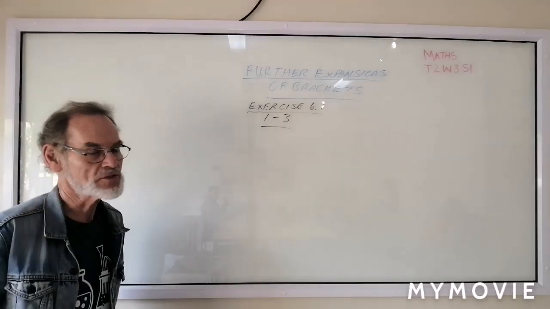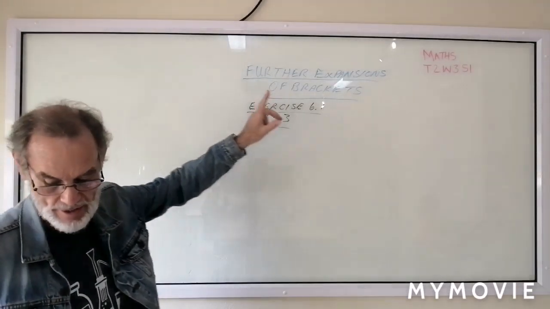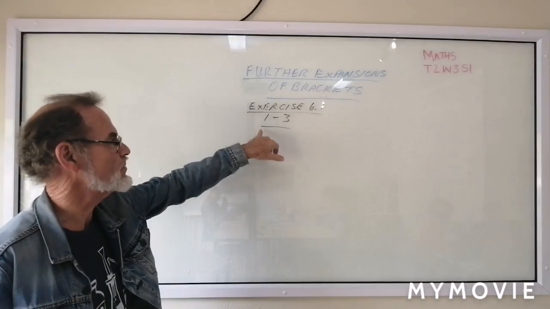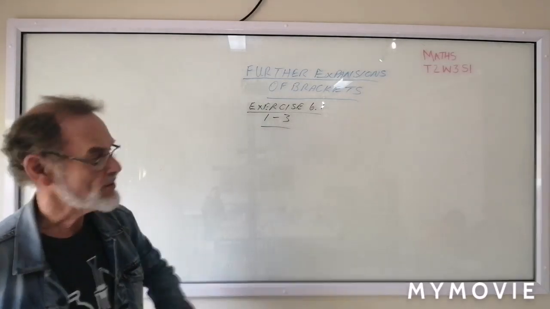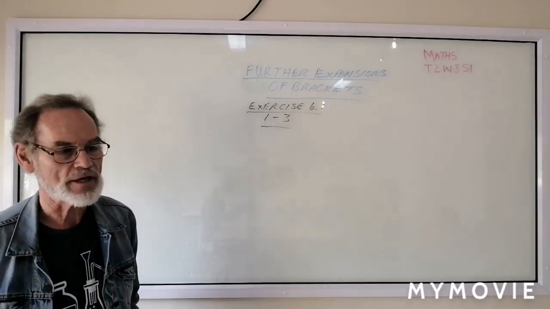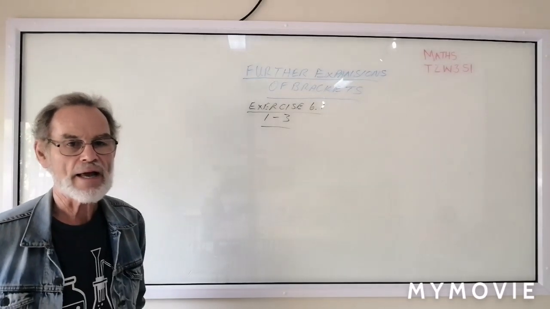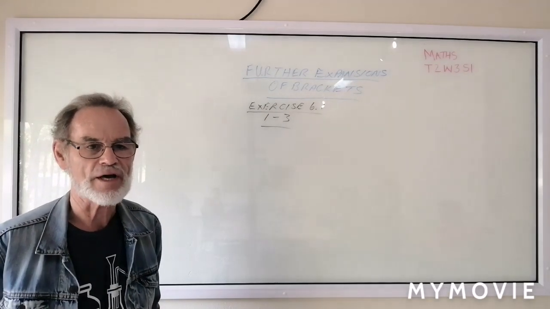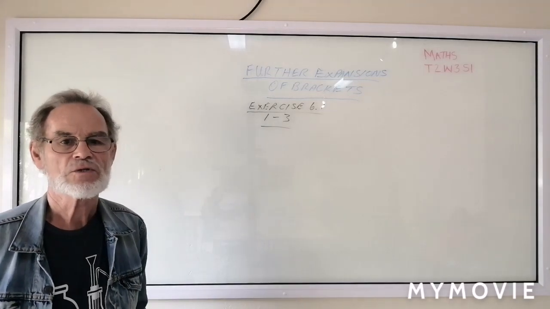We are now going to start with further expansion of brackets in algebra, and we are working through section 6.1, and today we are doing exercise 6.1, question 1, 2 and 3. There are 5 questions, but today we're only doing question 1 to 3, and I suggest you pause this video, work through section 6.1, the example, and try and do question 1, 2 and 3. If you don't have any problems, that's fine. If you do have any problems, then watch the video and hopefully it will sort out your problems.